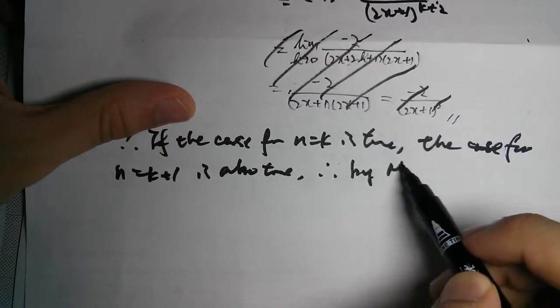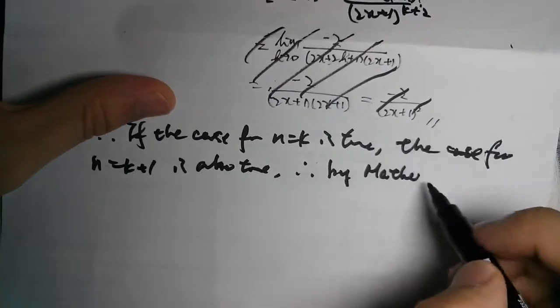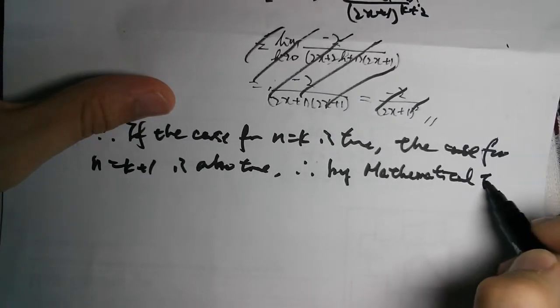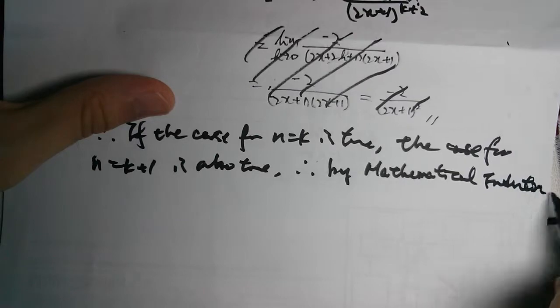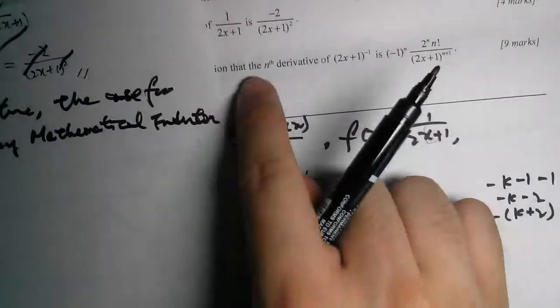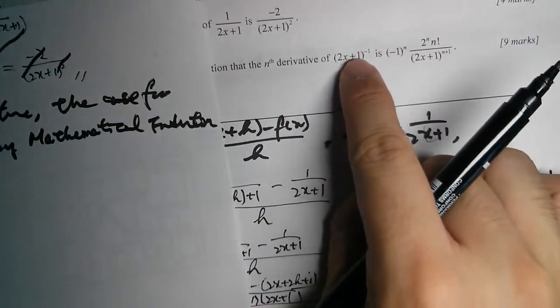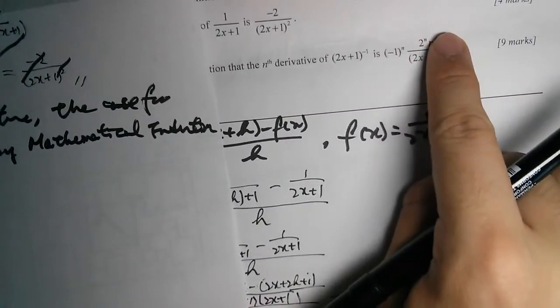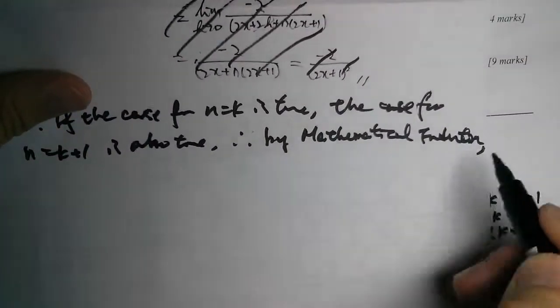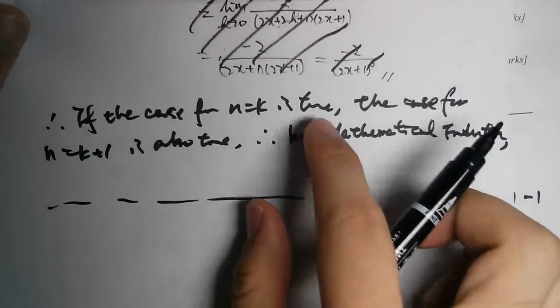Therefore, by mathematical induction, the case, now you copy the question: the nth derivative of 2x plus 1 to the power of negative 1 is this thing. Basically, here you copy the answer, copy the question. Remember this. This bears 1 mark.